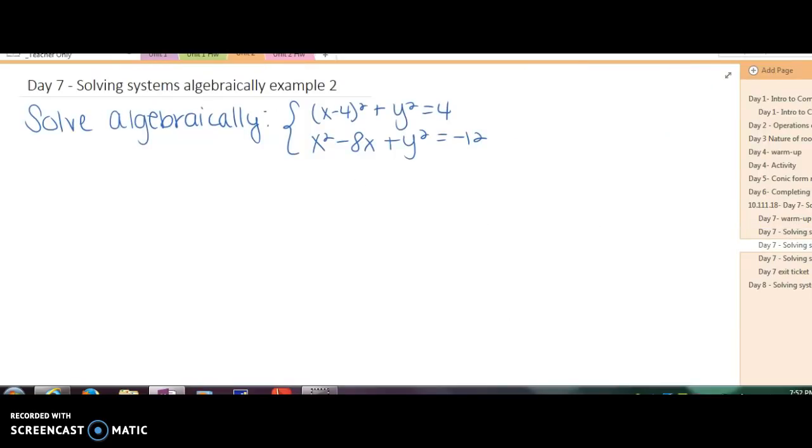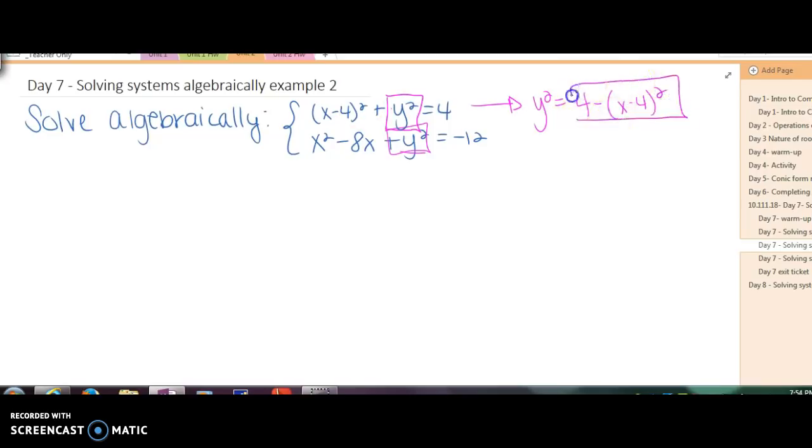Moving on to example 2, pause the video and copy it down. So in this case, I have y squared on top and y squared on the bottom. So I'm going to get y squared alone on the top one, and then I'm going to substitute it into y squared on the second one. So if I get y squared alone on the top one, I subtract that whole parenthesis x minus 4 squared. So I'm going to have 4 minus x minus 4 squared.